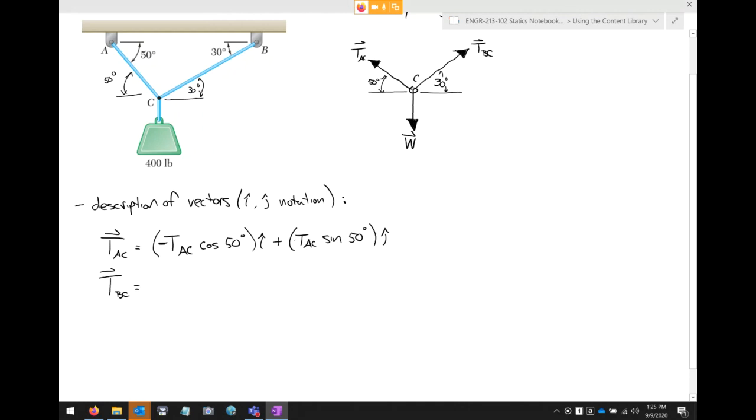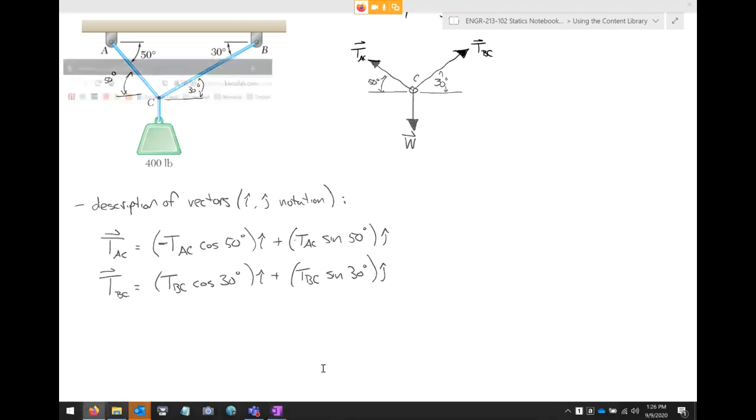What about TBC? Well, TBC, again, I'm going to do the same thing. The angle is referenced with respect to the x-axis, so I can just use cosines and sines, just like I conventionally would. And so this is TBC times cosine of 30 degrees I plus TBC sine 30 degrees J.